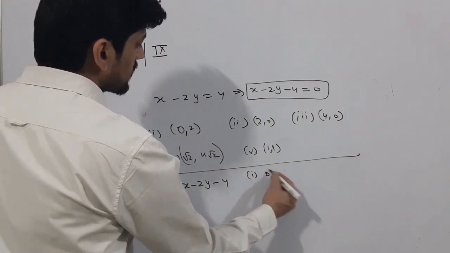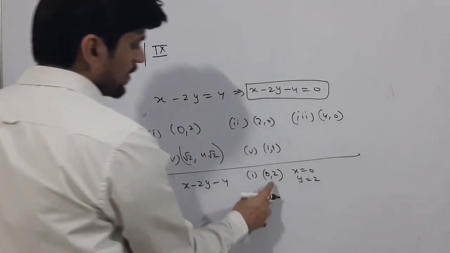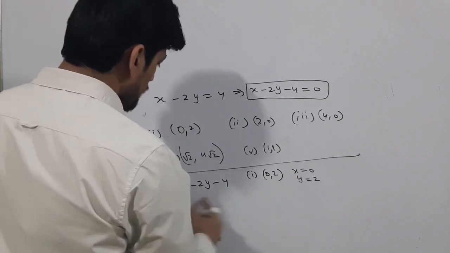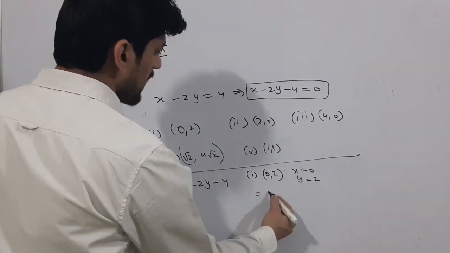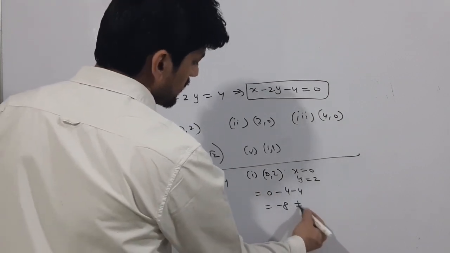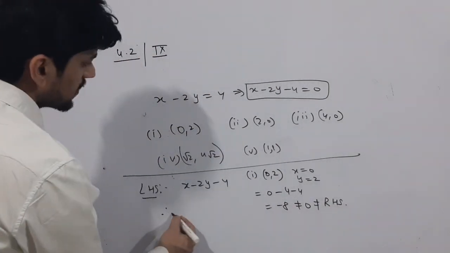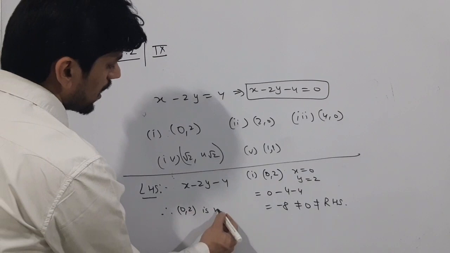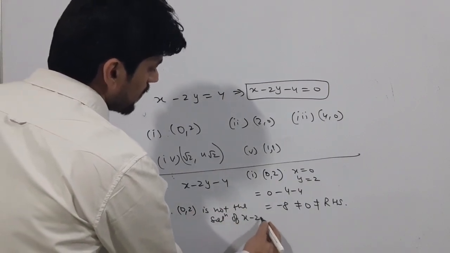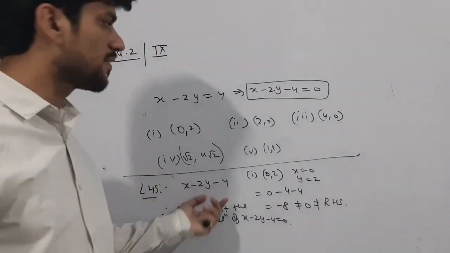The first point is x is 0 and y is 2. So in this point x is 0 and y is 2, we will put in left hand side. So when you put this in left hand side, it becomes 0 minus 2 times 2, so minus 4 minus 4. It is minus 8. It is not equal to 0. That means it is not equal to right hand side. So therefore I can say 0, 2 is not the solution of x minus 2y minus 4 equals 0 because it does not satisfy the linear equation.